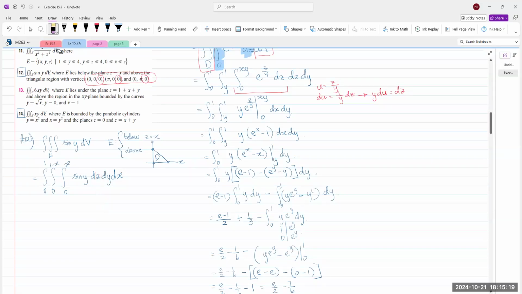Now let's integrate this. The dz, the integrand is independent of z, so that will be just the length of the interval. It's x sine y dy dx. Now integrate with respect to y, that will be integral from 0 to 1 of x times negative cosine y from 0 to 1 minus x dx. I have that 1 minus x inside the... Oh, I don't like that.